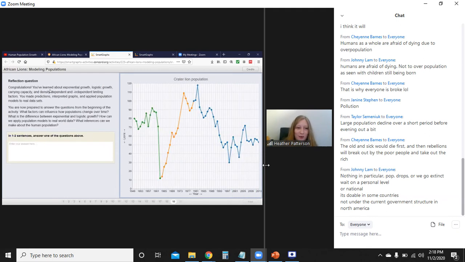So congratulations, everyone. We've learned about exponential growth and logistic growth, carrying capacity, and density-dependent and independent limiting factors. We made predictions, we interpreted graphs, and we applied population models to real data sets. And I'd argue we went even further with our discussions. So we can answer these questions. How can we apply population models to real world data? What factors influence how populations change over time? We've talked about the difference between exponential and logistic growth. What inferences can we make about the human population?